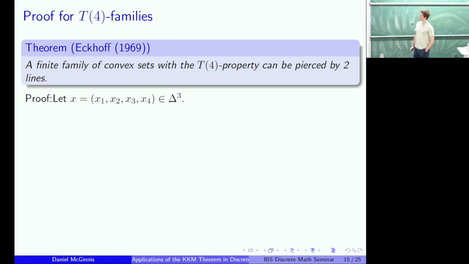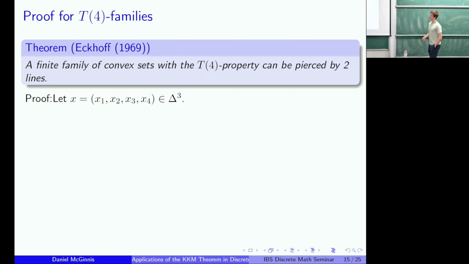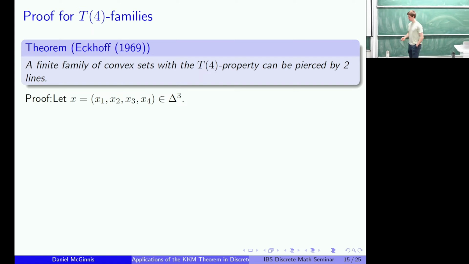What we're going to do is actually use the KKM theorem on delta 3, the three-dimensional standard simplex. So a point in delta 3 has 4 entries, and these entries sum to 1, because we're taking the convex hull of the standard basis vectors.